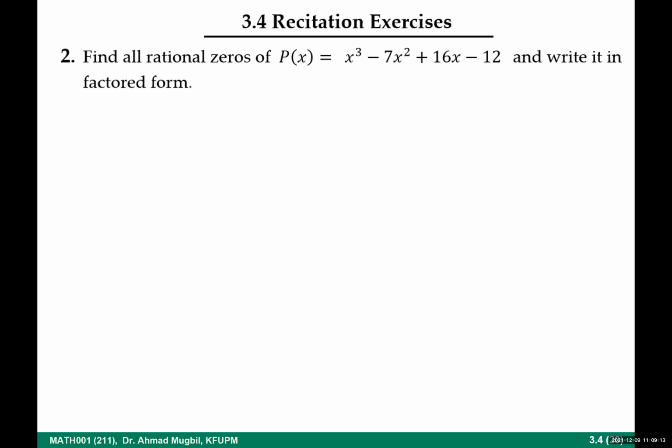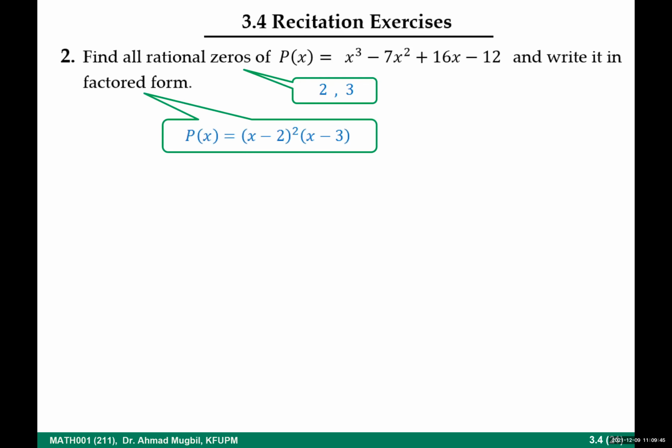First of all, for those who didn't start yet, please find the possible rational zeros. I found all of them. Good, excellent. So how many rational zeros did you obtain? 3. What are they? 2 twice and 3. They are 2 and 3, and one of them is of multiplicity 2. So I think you are right. Let's check. Yes, the rational zeros are 2 and 3. Which one is repeated? 2 is of multiplicity 2. The factored form is like this.